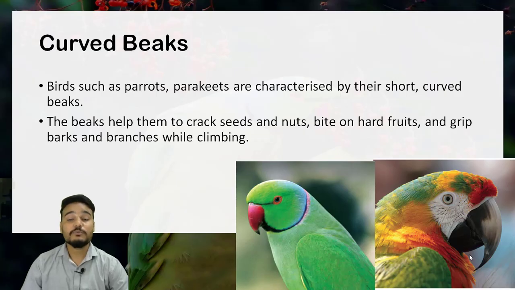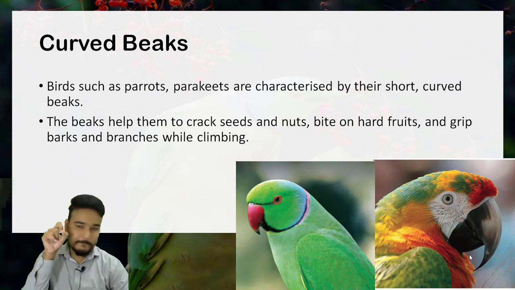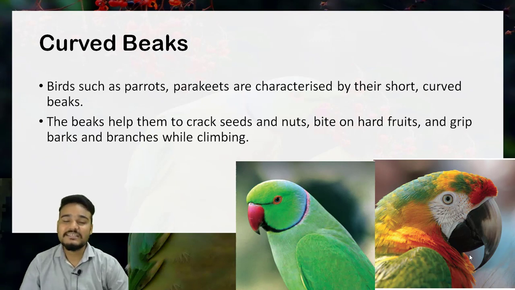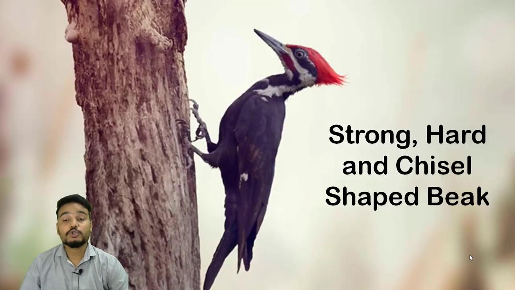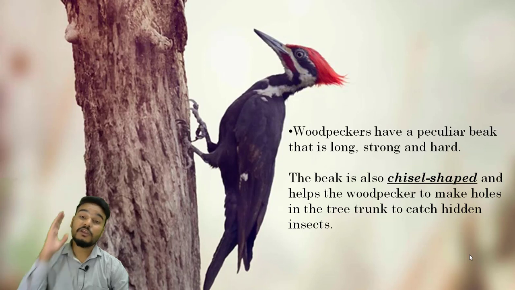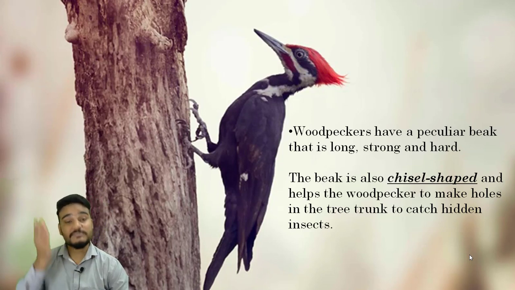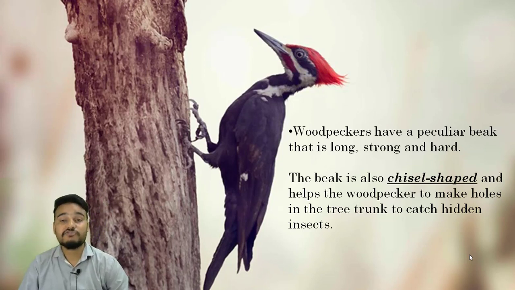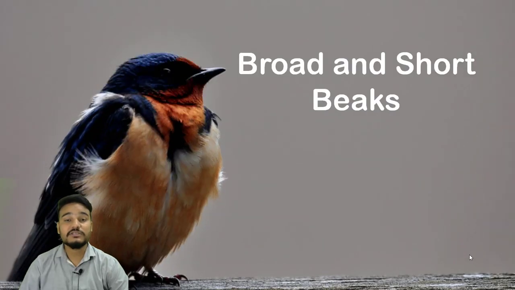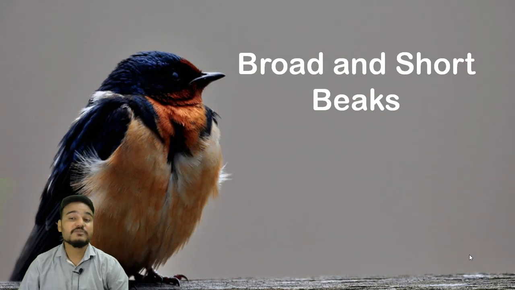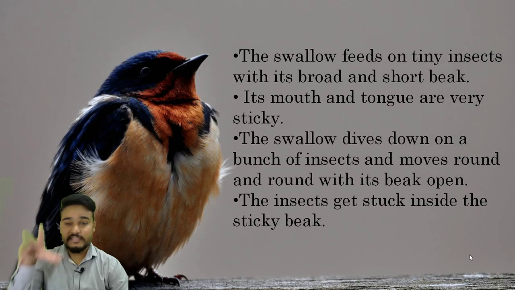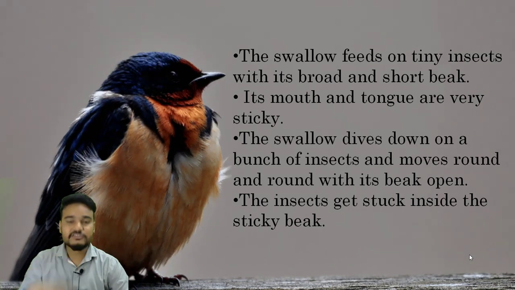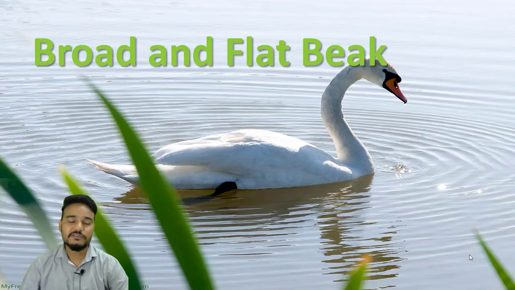Then the curved beak: birds like the parakeet and parrot have a curved beak to break the coverings of seeds and nuts. Now a strong, hard and chisel shaped beak we have seen in the woodpecker, which helps it make holes in the trunk of a tree to get an insect or to make a home. Then we have seen the swallow, which has a broad and short beak. Using that beak, it generally catches insects and directly swallows them.